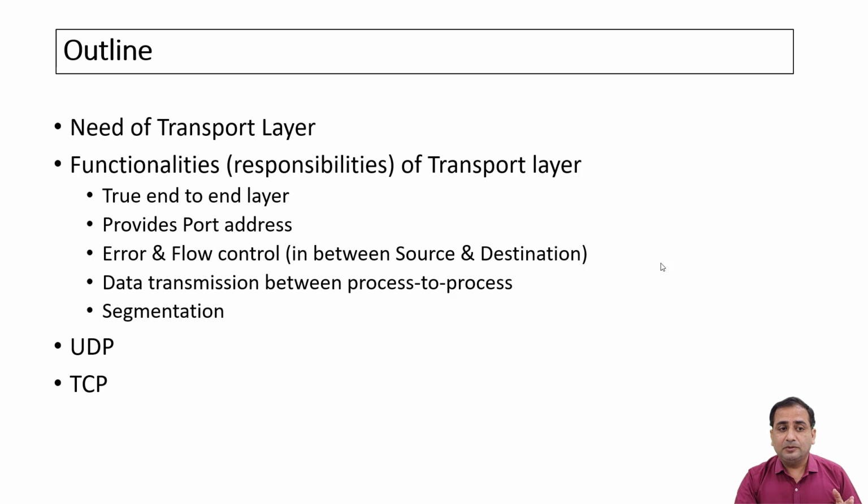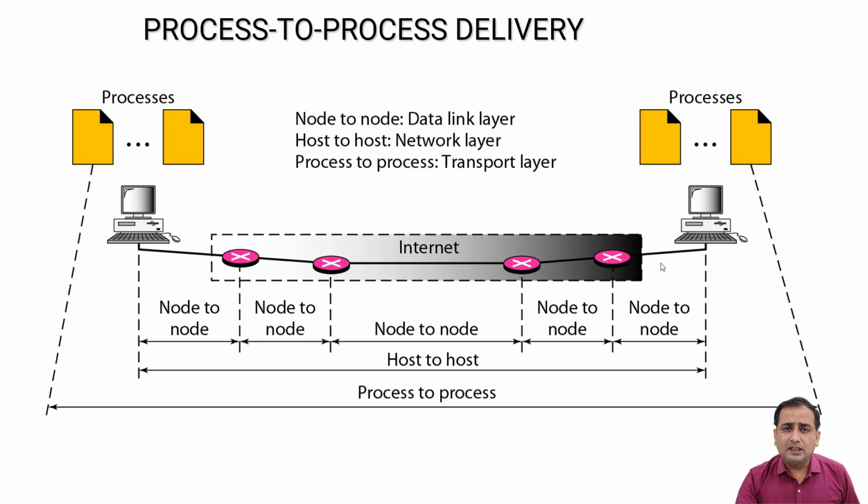These are the functionalities of the transport layer. Like we say, transport is a true end-to-end layer. It provides port addresses, it does error and flow control, as well as data transmission from process to process, whereas your IP does the data delivery from host to host. It also does the segmentation, and there are two famous protocols that we're going to study. One is UDP, the User Datagram Protocol, and the second one is TCP, which stands for Transmission Control Protocol.